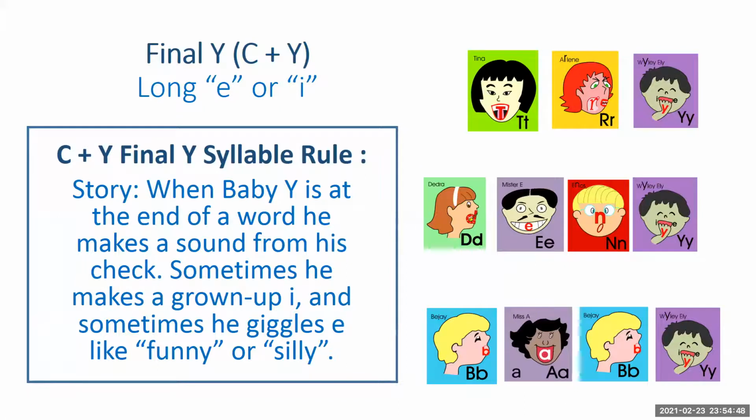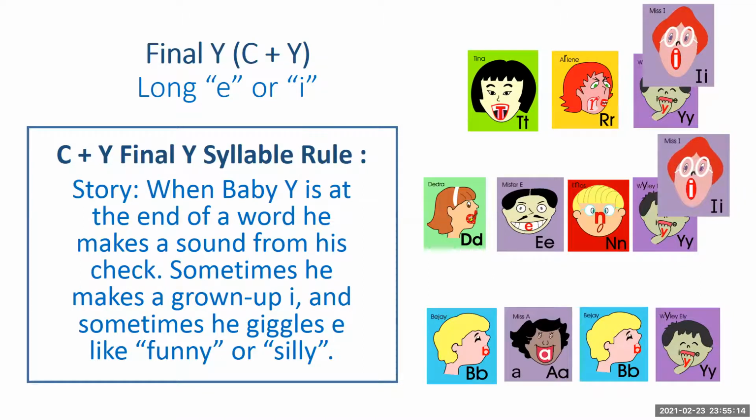The Phonic Faces story, when baby Y is at the end of a word, he makes a sound from his cheek. Sometimes he makes a grown-up I, and sometimes he giggles e-e-e like funny or silly. So we've got t-r-y, try, d-e-n-y, deny, b-a-b-y, baby.